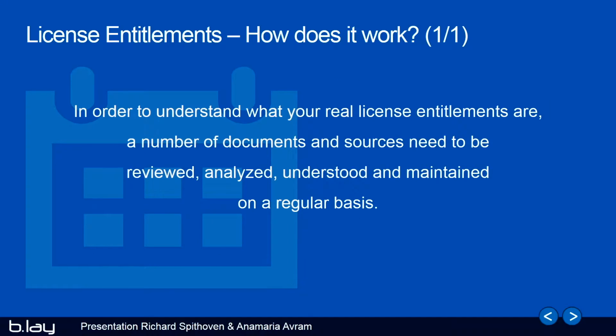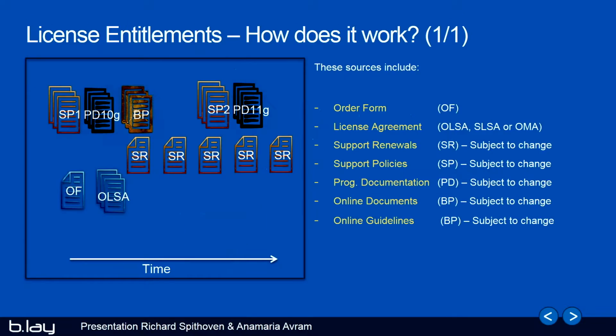It shouldn't be underestimated that in order to understand what you're actually entitled to make use of, you need to look at a number of different documents and sources. A lot of people think, I have an ordering document or I have a support maintenance renewal, and that tells me exactly what specific Siebel products I'm entitled to make use of. But if you have a closer look, as shown on the next slide, there are a number of different documents that should all be taken into account in order to understand what you're really entitled to make use of.